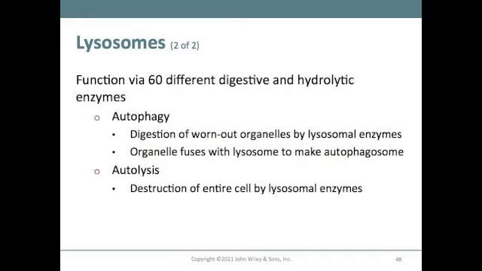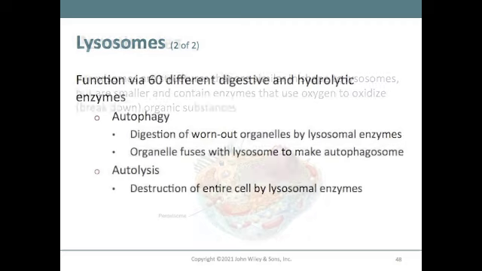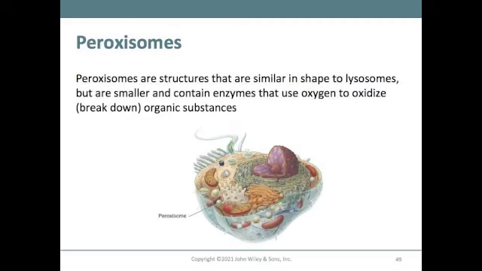Lysosomal enzymes may also destroy the entire cell that contains them. This is a process known as autolysis. Autolysis occurs in some pathological conditions and is also responsible for the tissue deterioration that occurs immediately after death. Moving on to peroxisomes, this is another group of organelles similar in structure to the lysosome, but peroxisomes are smaller.